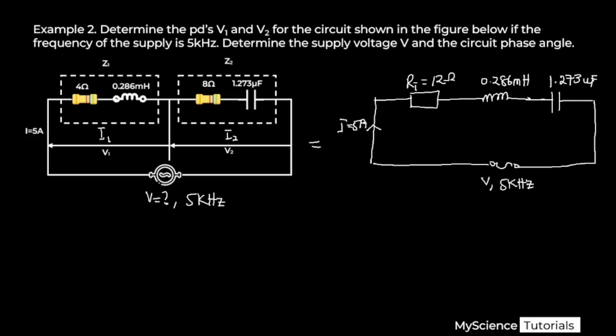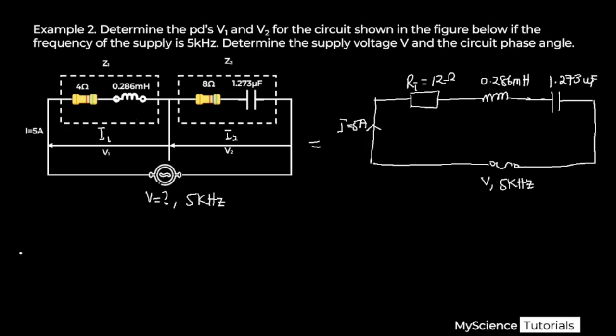All right, so let's go ahead and look at what we can do. The first thing we were told to find is V1, V2, and then find the overall impedance across the circuit. To do this, the first thing we need to do is to find our impedance, which is the overall opposition to the flow of current in this particular circuit.